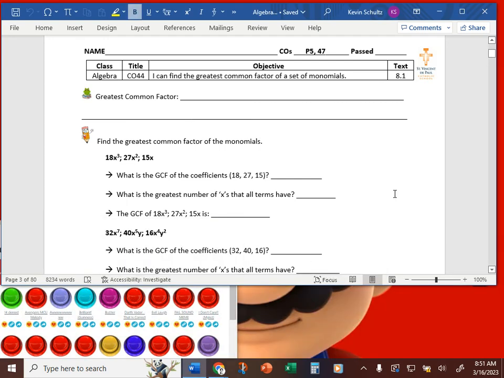We are starting Unit 7, our final book of the year, where we start some non-linear algebra. You're going to see a lot more variables, a lot more exponents. But be not afraid, for I will guide you through everything you need to know. We're starting with CO44, find the greatest common factor of a set of monomials.